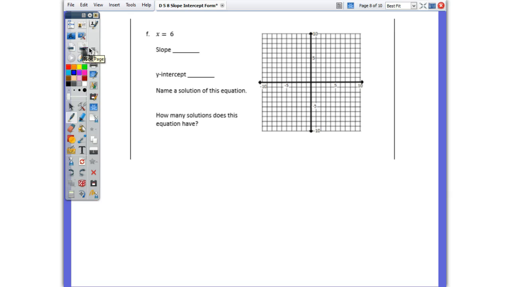X equals 6. Now it's not a y equals, it's an x equals 6. What kind of line is this going to make? Show me with your hand. X equals 6. What kind of line are you showing me, for those watching the video? You're showing me vertical. So what kind of slope does a vertical line have? Undefined. You're that crazy kamikaze skier at the top. You don't know where you're going to land.